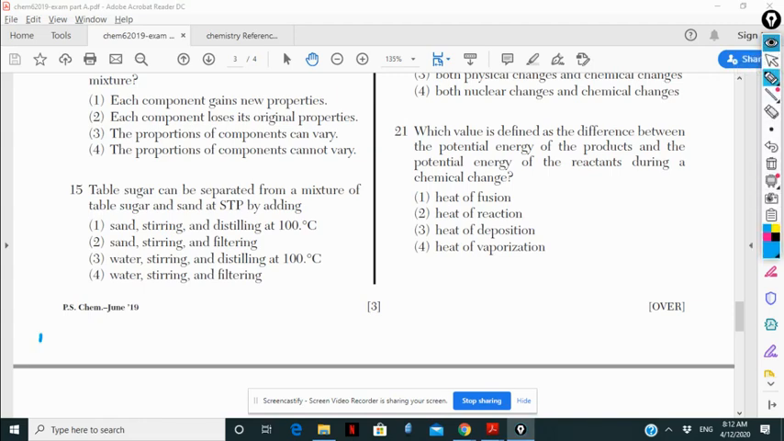Table sugar can be separated from a mixture of table sugar and sand. If you're looking for the table sugar, it's soluble. Sand is insoluble. So I'm going to use a filtration. How to do that? I have to dissolve it in water. After that, I have to make a filtration.